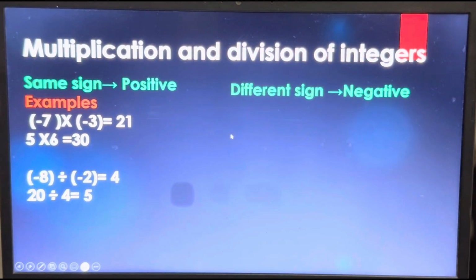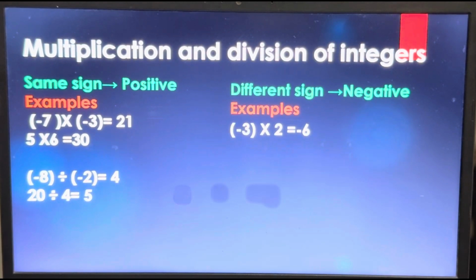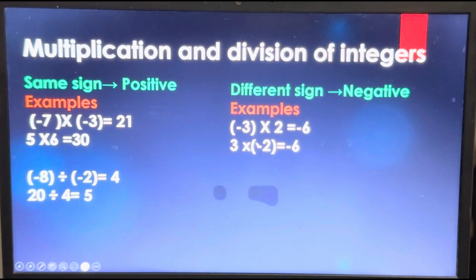Now let us see different signs. So if both the numbers have different signs, like one is positive, one is negative, then the answer is negative. Again, I am repeating that we don't see which number is greater or smaller. If one of them has a negative sign, the answer will be negative. Like -3 into 2 will give you -6. 3 2s are 6 and write the minus sign. Suppose the sign is on the other number, like 3 into -2, then also the answer will be -6. So whether 3 is negative or 2 is negative, 3 2s are 6, the answer will be the same.